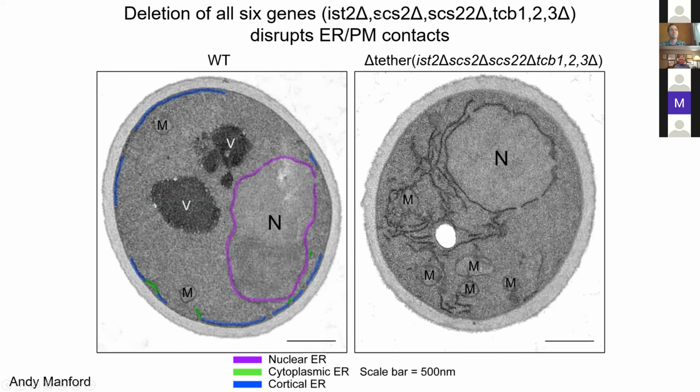However, if we delete all 6 of these tethering proteins, generating a strain that I'm going to refer to as the delta tether strain, the ER morphology changes drastically.